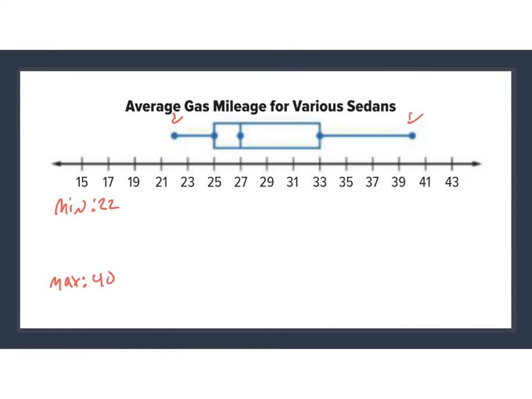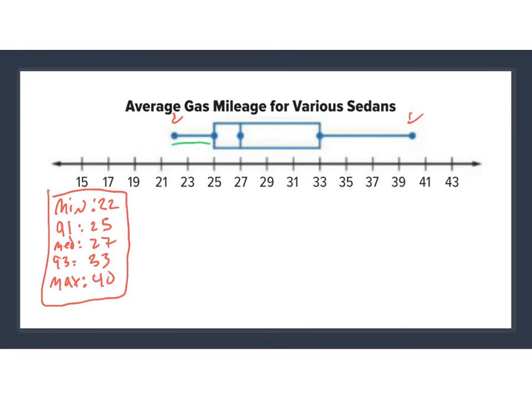The quartile 1 is 25. And the median, or quartile 2, is what I'm used to saying, is 27. And the quartile 3 is 33. Again, this is our 5-number summary. And I'm going to continue to show you our different colors of the percentages.